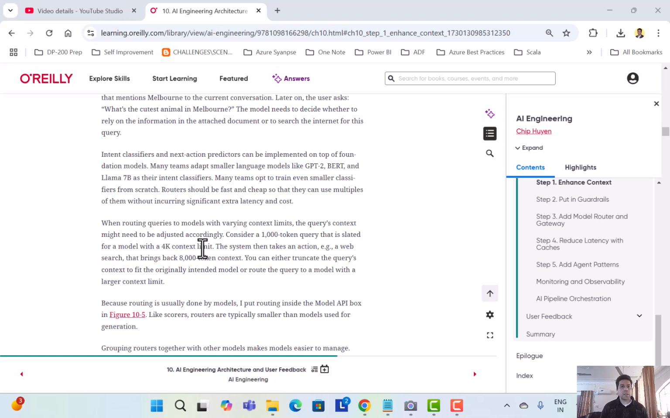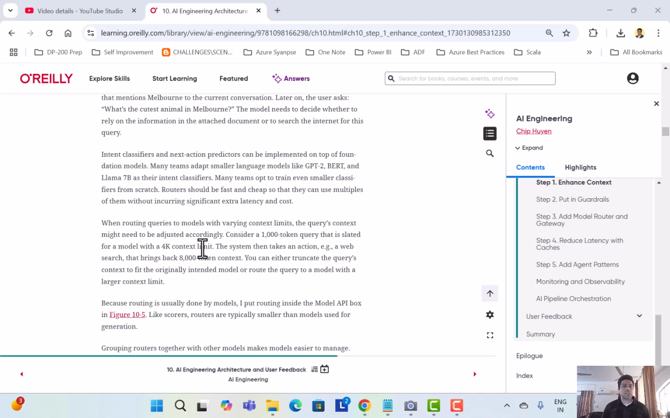Small teams adapt smaller language models like GPT-2, BERT, and Llama 7B as their intent classifiers. Many teams opt to train even smaller classifiers from scratch. Routers should be fast and cheap so that they can use multiples of them without incurring significant extra latency and cost.